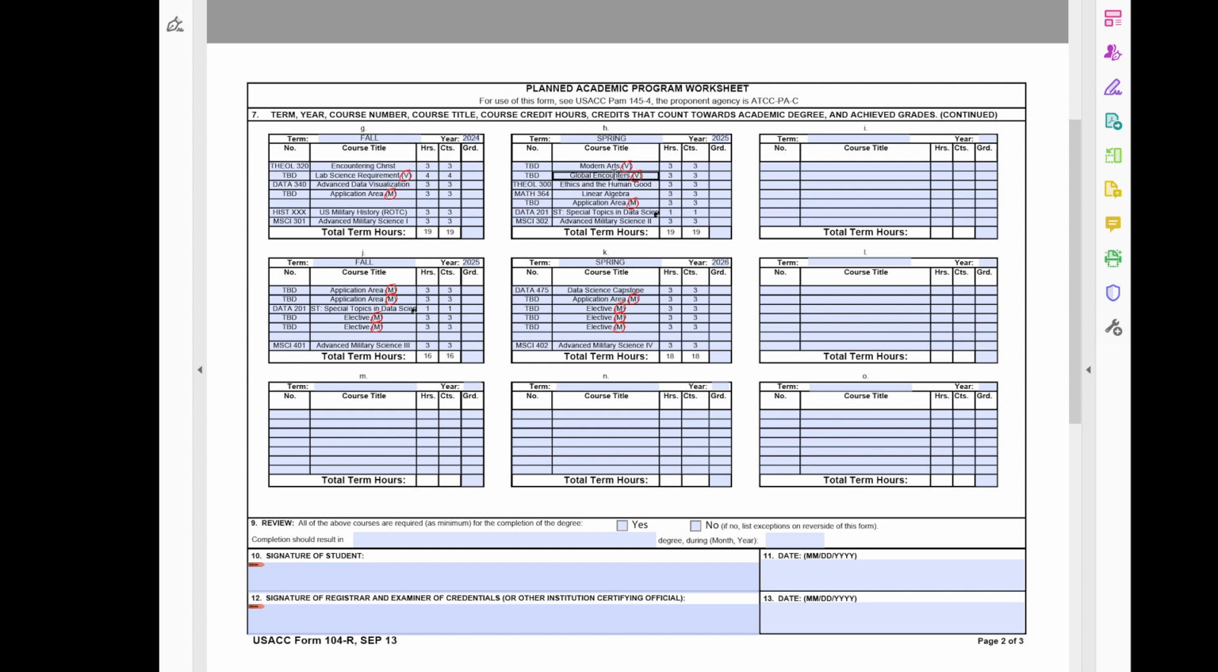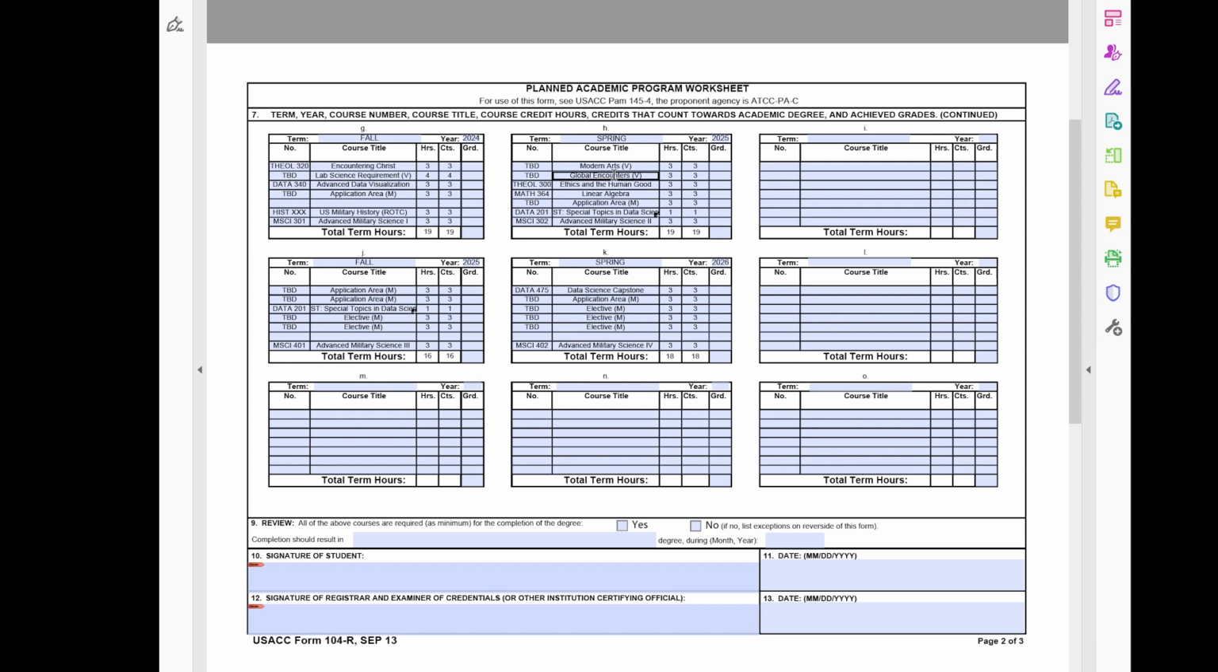I'm not sure what classes I want to take to fulfill those requirements yet, so instead of stressing about it, I've put in a placeholder to indicate that is a course I will eventually take. When I need to update my 104R in future semesters, this will help me remember what courses and what types of courses I still need to take to graduate.